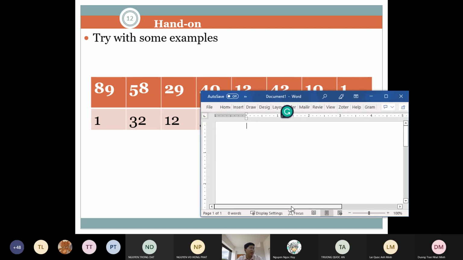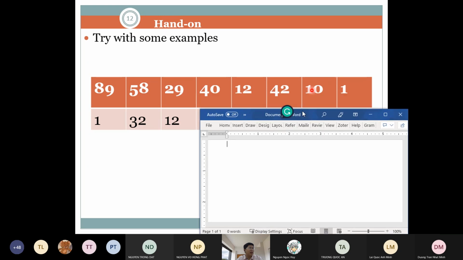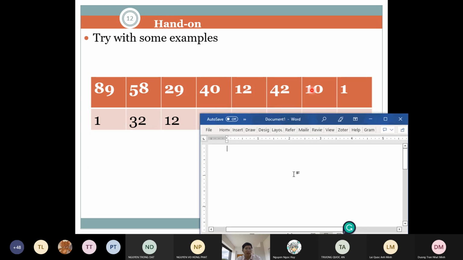Okay, it's better now. Let's say I have some values: 89, 6, 40, 42, 10, 1. I can do it like this. Now, sorting. I will start with the first two numbers. Because this one is bigger than the other, we swap them.